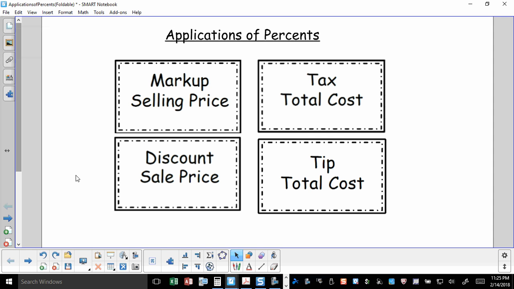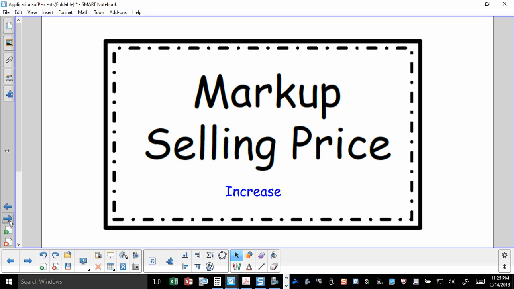Today we'll be working with applications of percent problems. They'll include the markup and the selling price, the tax and the total cost, the discount and the sales price, and the tip and the total cost. Let's start with a markup and then the selling price. So a markup, we're going to have an increase.